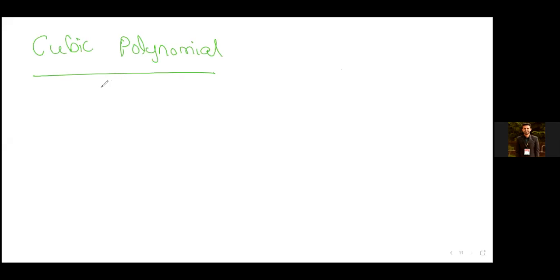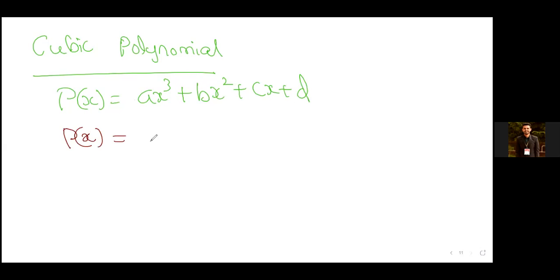We know that a cubic polynomial is of the form p of x is equal to ax cube plus bx square plus cx plus d. This is the general form, right? So let us take one example, that is p of x is equal to 2x cube minus 5x square minus 14x plus 8.